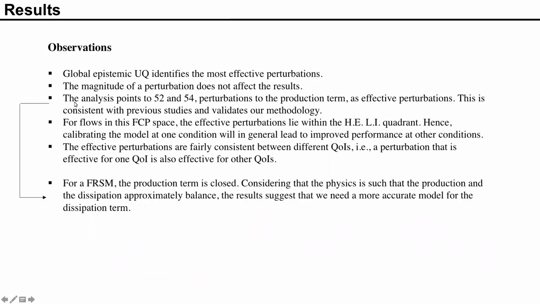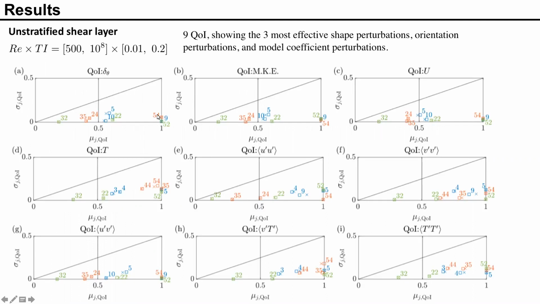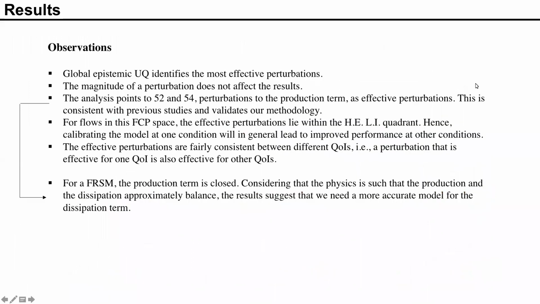And third, the analysis points to 52 and 54 as effective perturbations. So let's take a look. As you can see here, right, 52 and 54 are effective perturbations for almost all, in fact, all of our quantities of interest, right? Those two perturbations are perturbations to the production term, and this is consistent with our previous literature and it serves as a validation of our methodology.